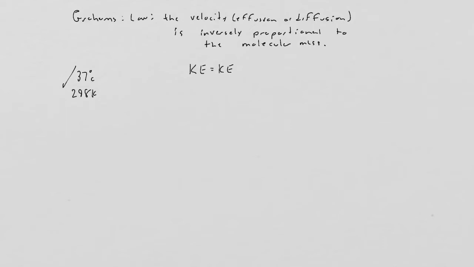So you have kinetic energy of gas A and kinetic energy of gas B. And because of that, you can assume that 1/2 the mass times the velocity squared for A is equal to 1/2 the mass times the velocity squared for B. The halves can cancel out. And what you can do is move things around. I'm going to put little A's down here and little B's down here. And then I'm going to move things around.